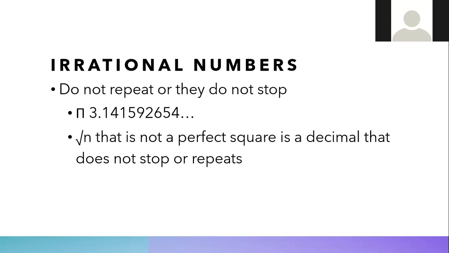Another example of an irrational number is a square root, if it's not a perfect square. If the square root of a number is not a perfect square, we'll get a decimal, and this decimal does not stop or repeat. So it doesn't stop and it doesn't repeat. That would give us an irrational number.